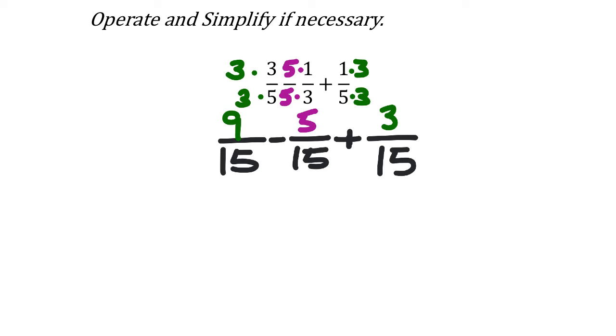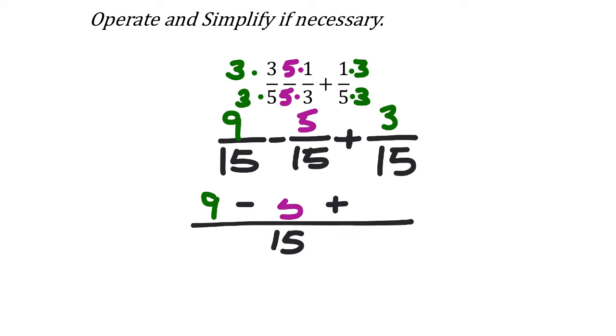And now I have an expression of fractions, addition and subtraction, with common denominators, which is what we really need in this case when we're adding and subtracting fractions. So since I have a common denominator, I can write all three fractions as one fraction where we're adding and subtracting. But what were we adding and subtracting in the numerators? We had a 9, a 5, and a 3. So doing these two operations with the denominator 15, 9 minus 5 plus 3 is 7.